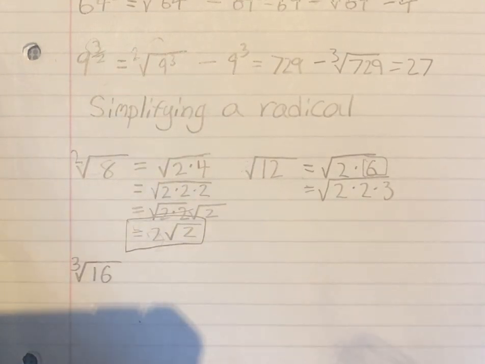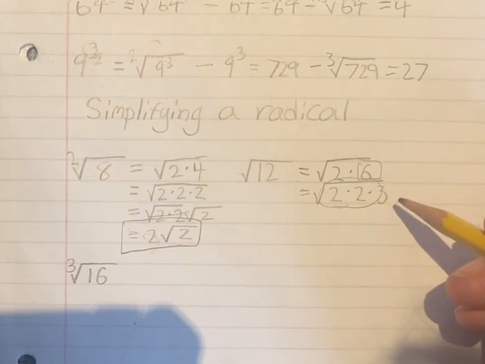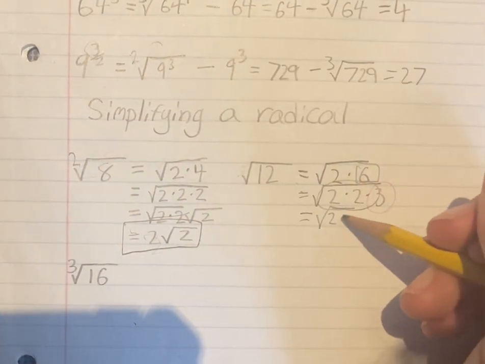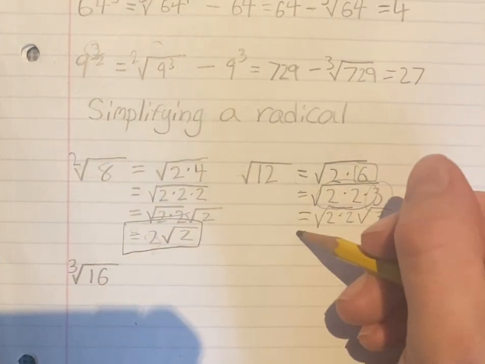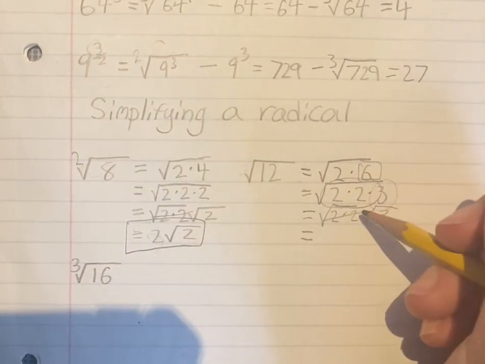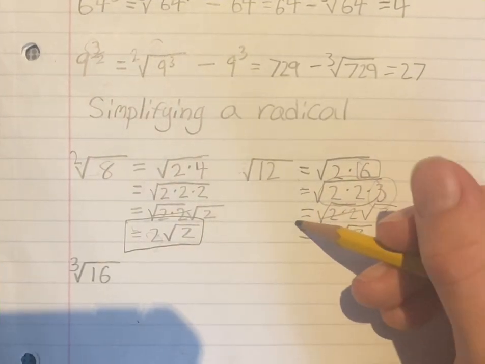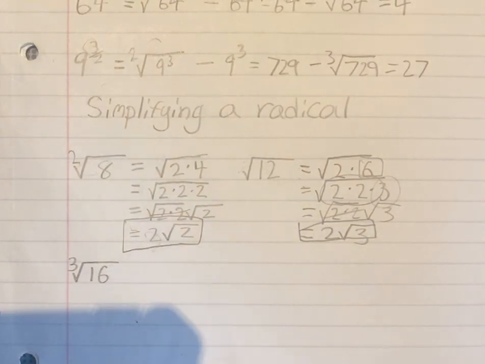Next, we look for pairs of 2. So we have two 2s and only one 3, so we only have one pair. So that makes 2 times 2 and 3. So we break that down. These two cancel out. They are now just 2 and then the square root of 3. And that is our final answer. I'm sorry, that is really messy.